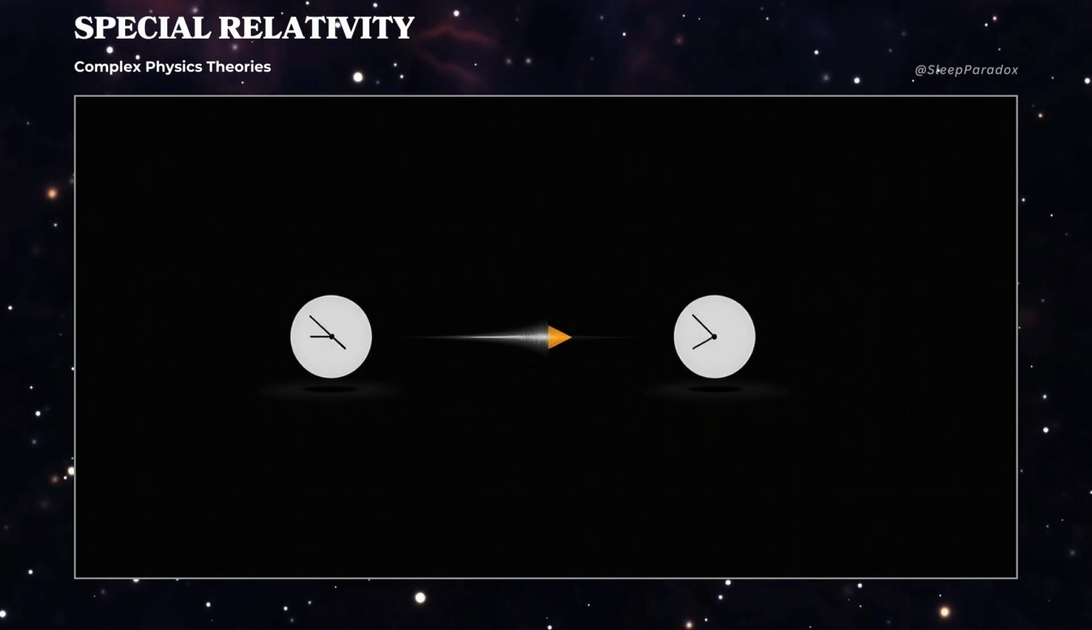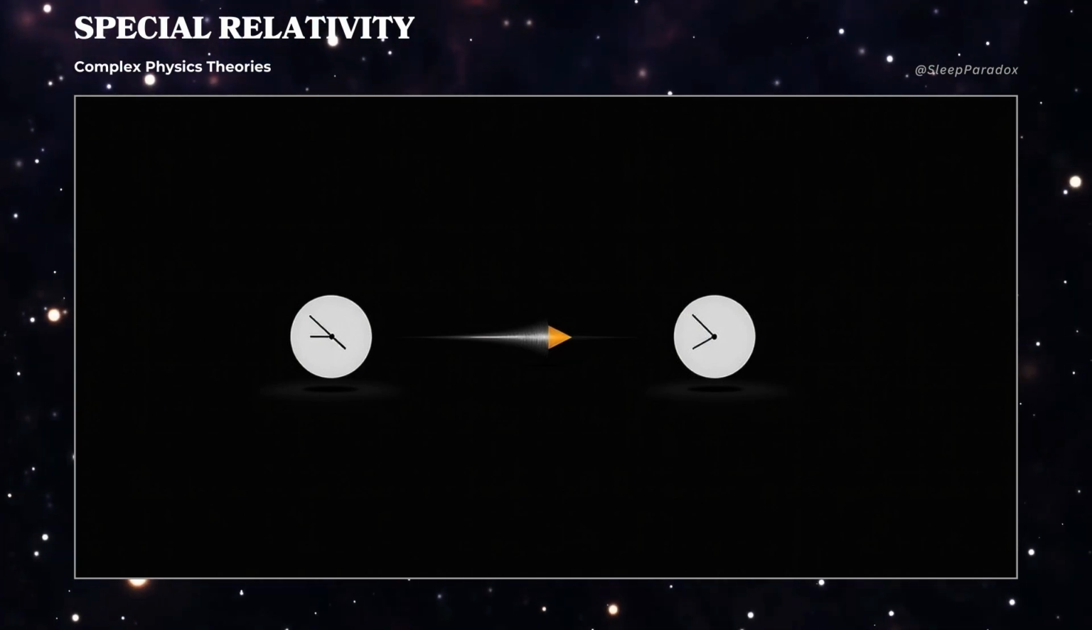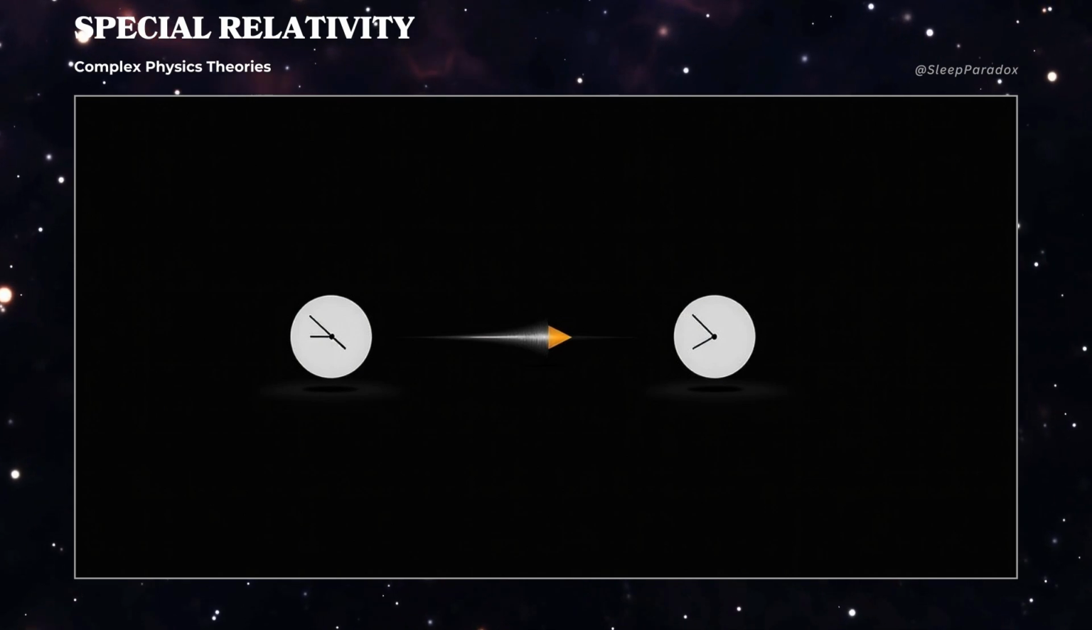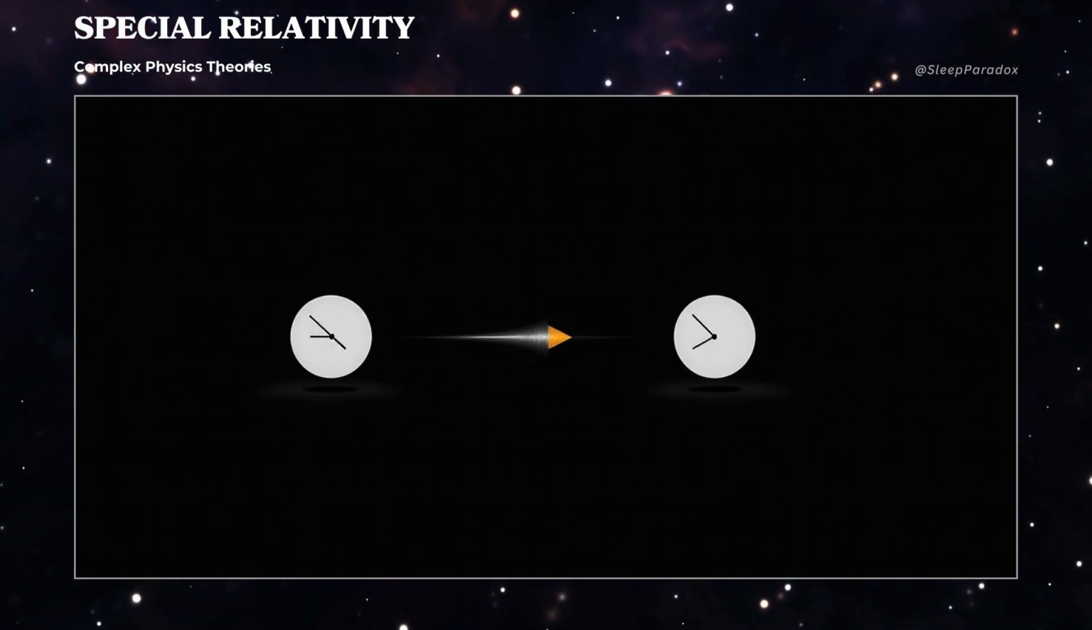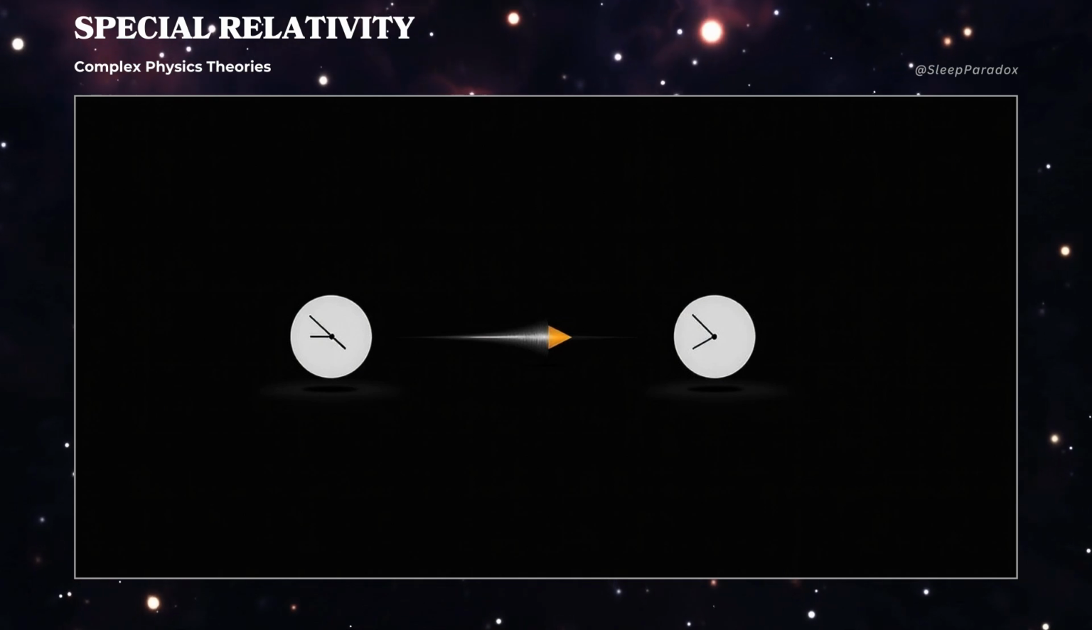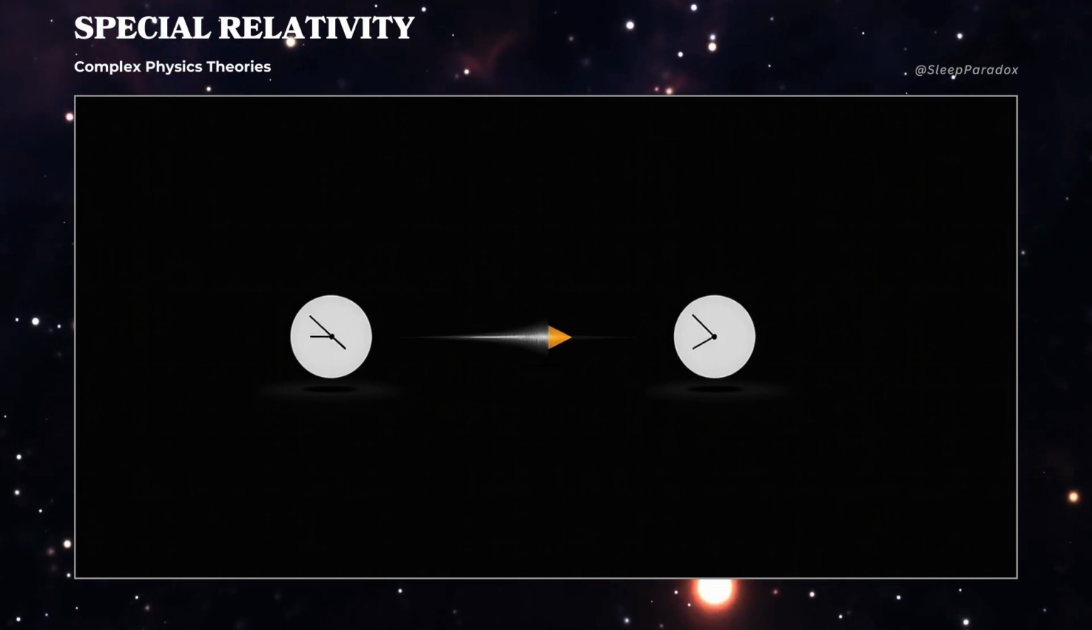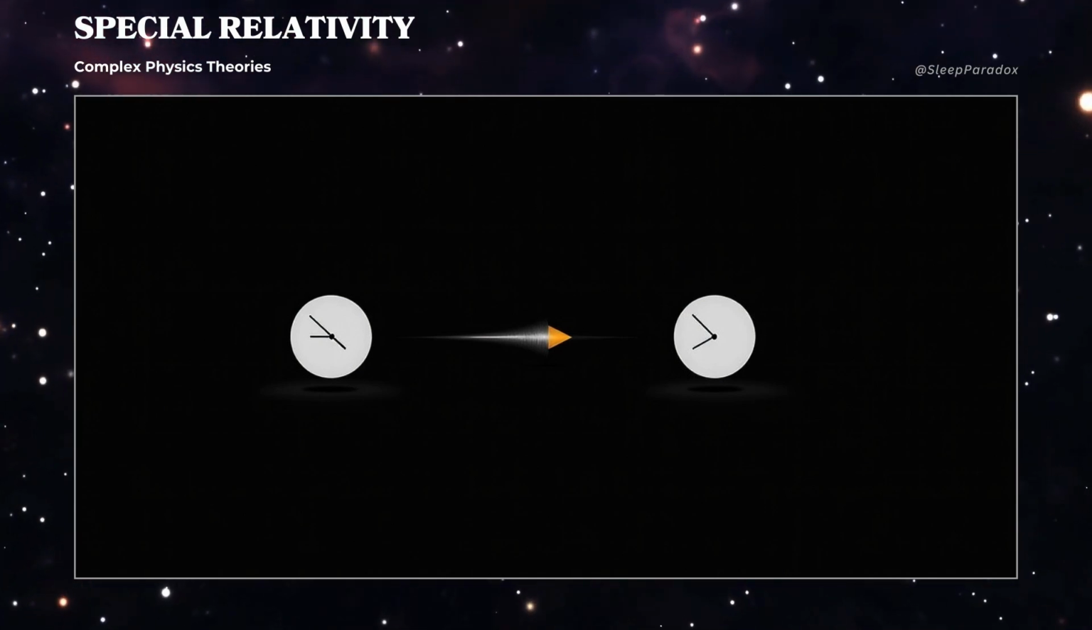This isn't just theory. It has been measured in particle accelerators, where fast-moving particles live longer than they would at rest. It's also been tested with atomic clocks on airplanes. The faster you move, the more slowly your clock ticks.